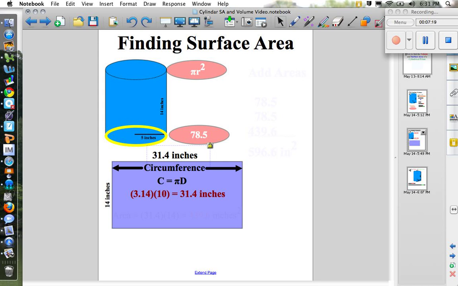Now we know that the height of the rectangle is 14 inches. We know that the circumference or the top edge is 31.4 inches.